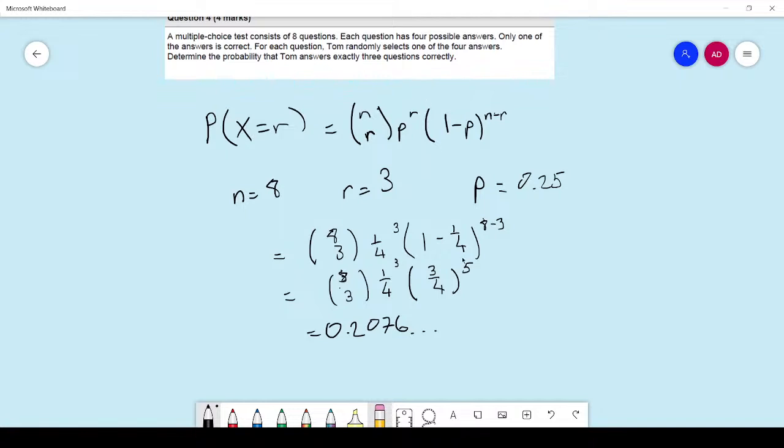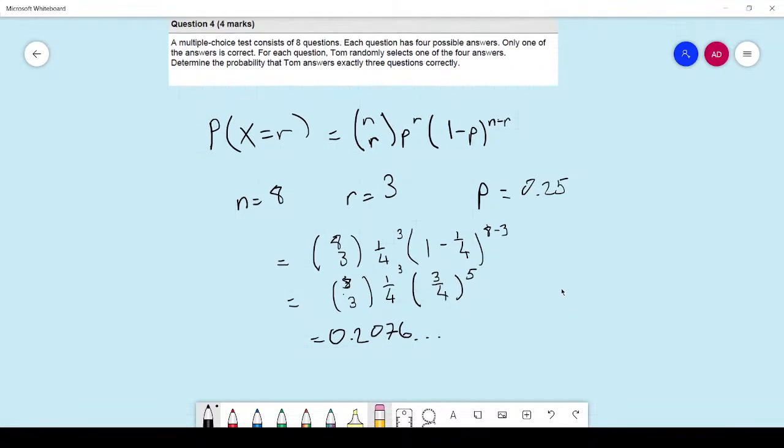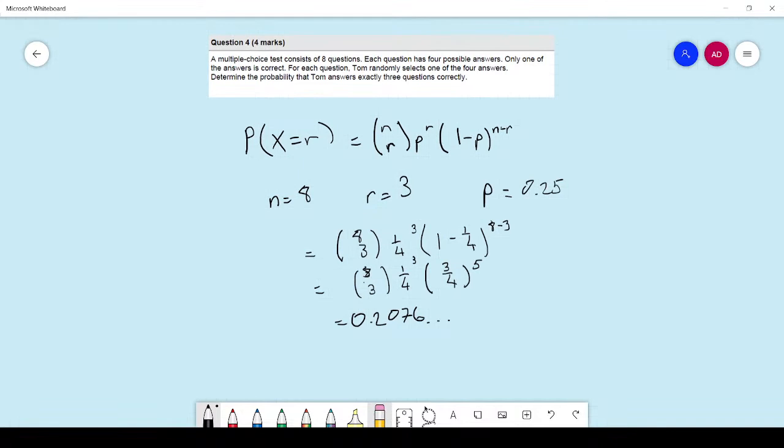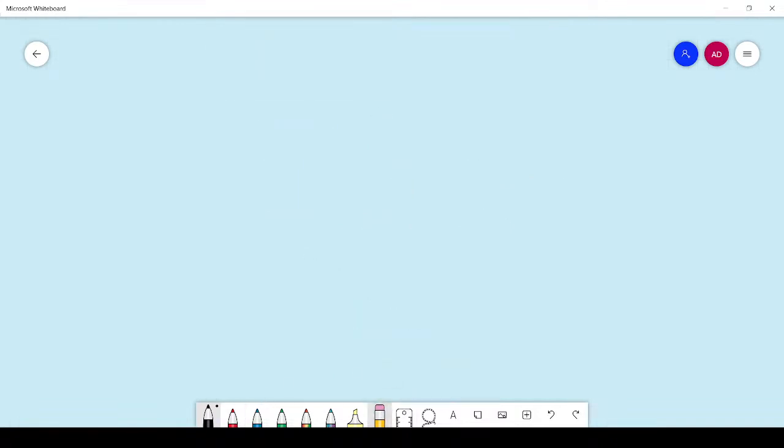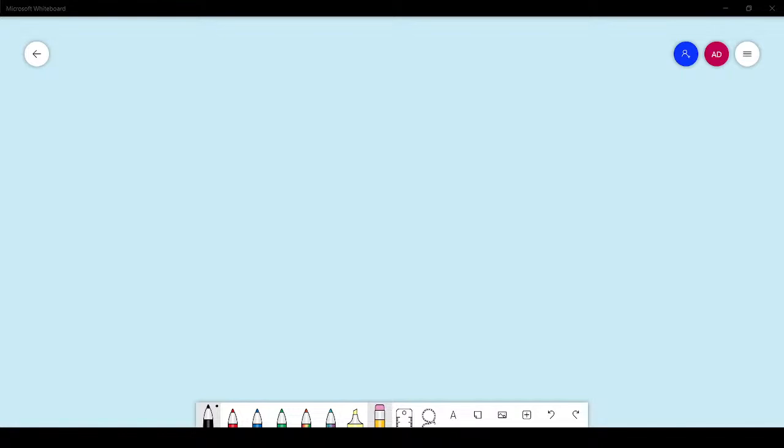That's the probability that he gets exactly 3 correct. So this is straightforward. Binomial. Write down the variables, sub them into the formula from the sheet, get your answer. You just got to know how to use your calculator there. Depends which one you have. Okay, next question.